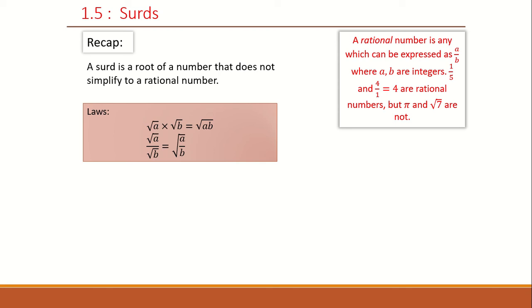A-level. A surd is a root of a number that does not simplify to a rational number, where a rational number is any number which can be expressed as a fraction, such as a over b, where a and b are integers. 1/5 and 4/1 are rational numbers. However, pi and root 7 are not.